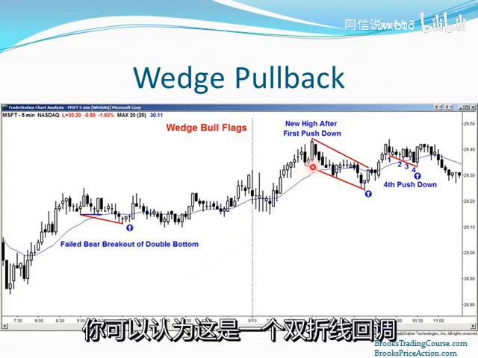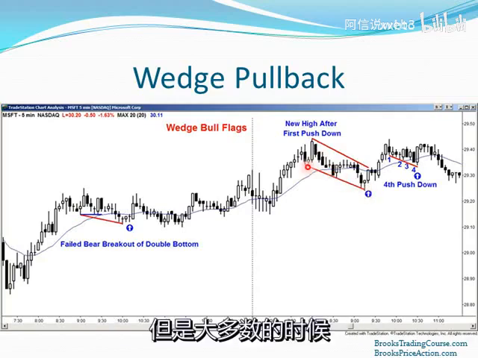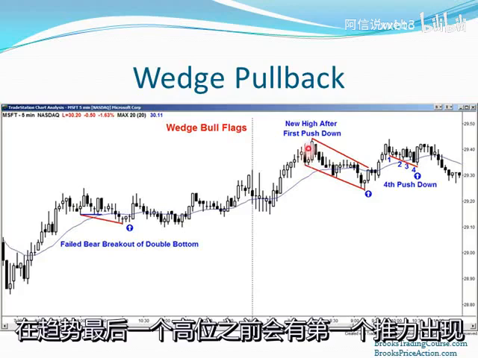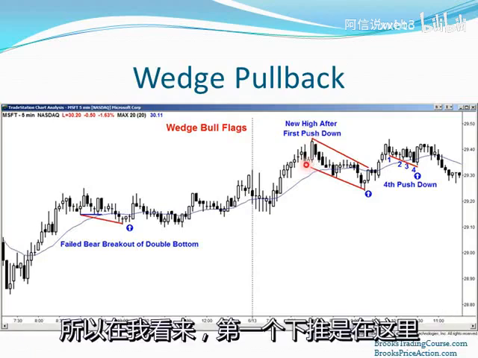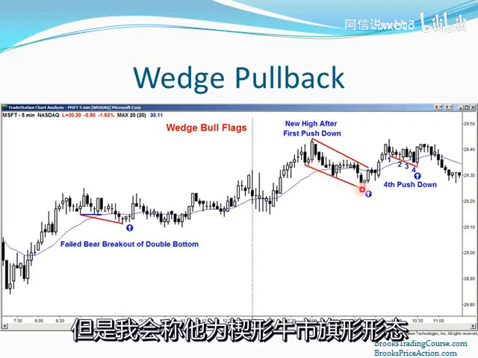Again, a wedge-shaped pullback. You can argue that this is just a 2-legged pullback, a high 2 buy, 1 push down, 2 pushes down. But a lot of times there'll be a first push before the final high of the trend. So to me, the first push down began here, and you can call it a high 2, but I would call this a wedge bull flag.